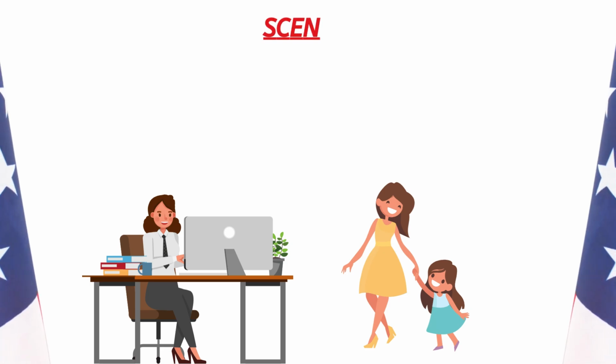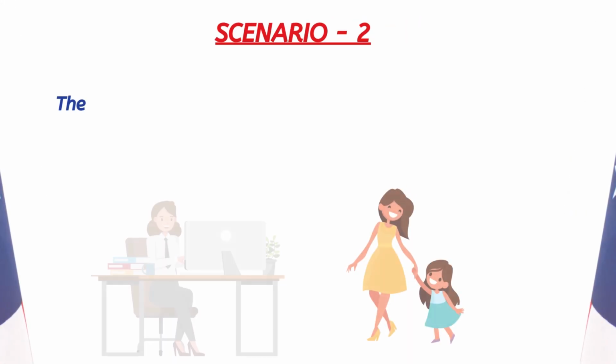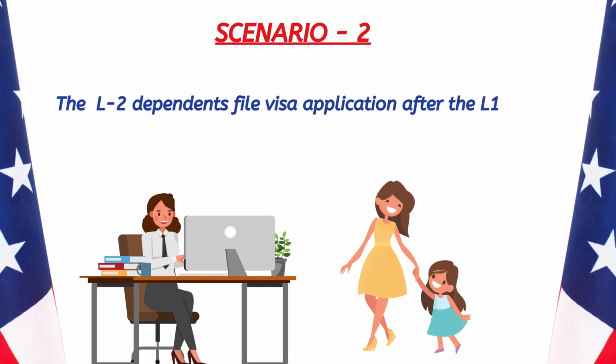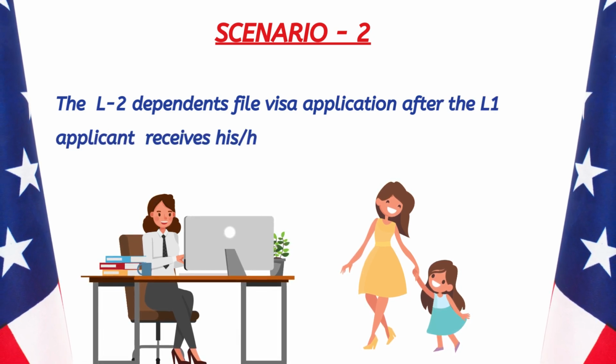And scenario 2 is where the L1 applicant has already received their L1 visa and the dependents, that is spouse and unmarried children under 21 years of age, can apply for the L2 visa later on.